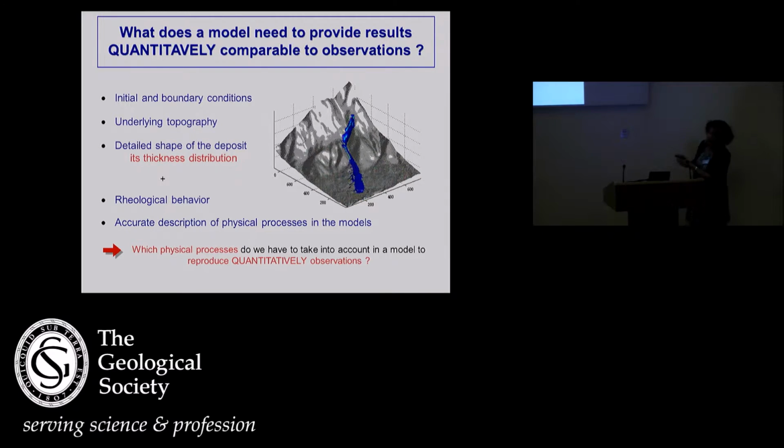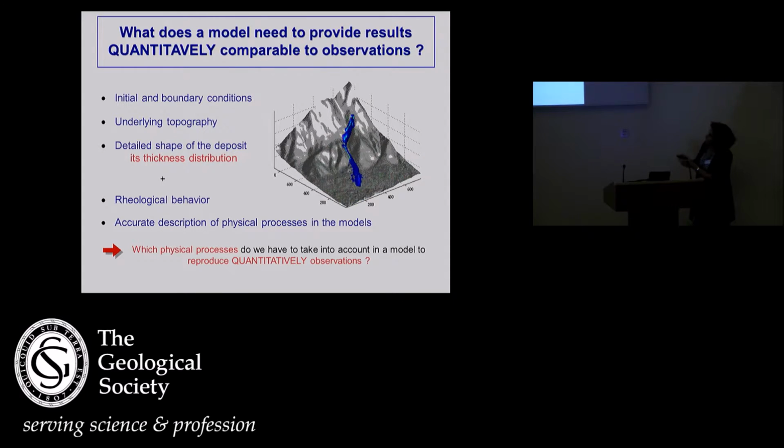And so this is something that geologists or planetary scientists can provide. Another thing that is completely complementary to that is to have the good rheological behavior in the model, meaning the good mechanical behavior, as well as the accurate description of physical processes in the model. And I should say that all this has had to be advanced. We are not at the time where all this is solved, and I will illustrate this later.